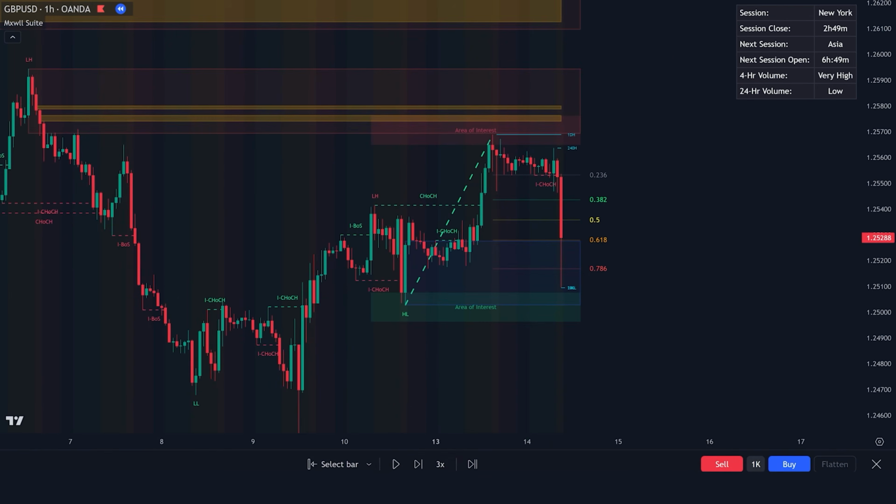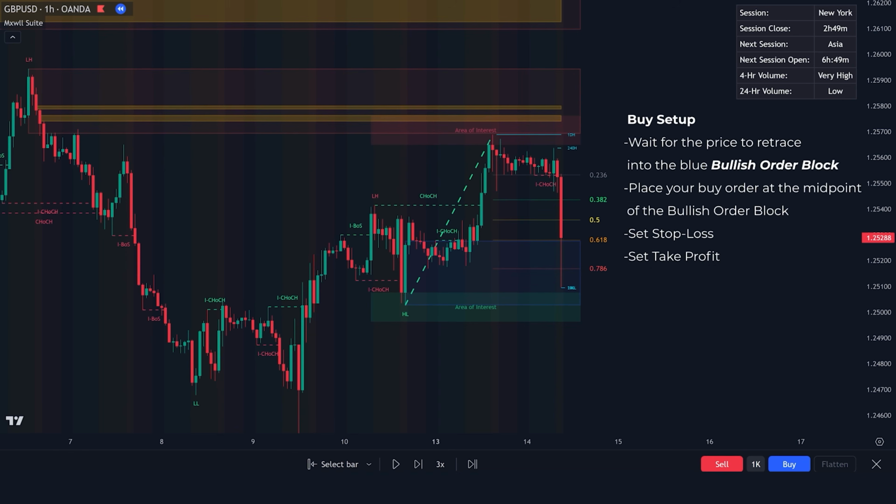Buy entry scenario with order block. The Mxwl Price Action Suite indicates a strong bullish trend, as evidenced by the price making higher highs and higher lows. Given this upward trend, we will be looking for a buy opportunity using the indicator bullish order block. The bullish order block is highlighted in blue.